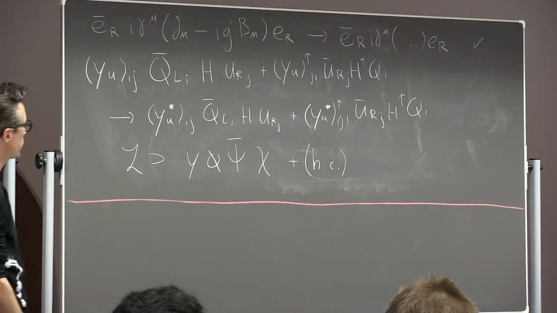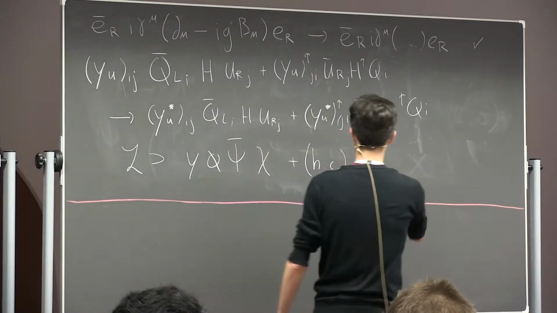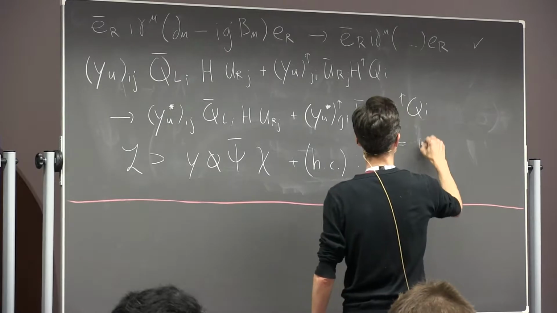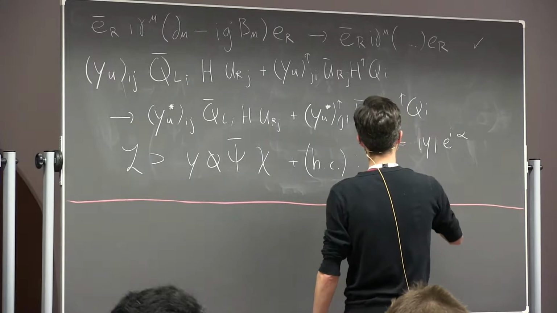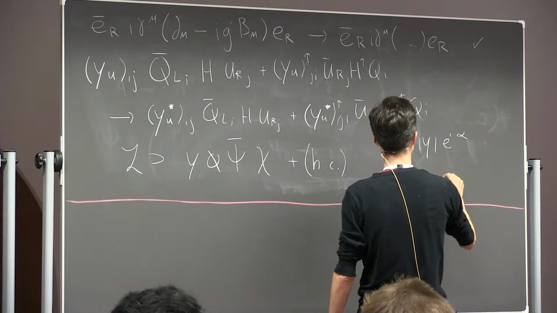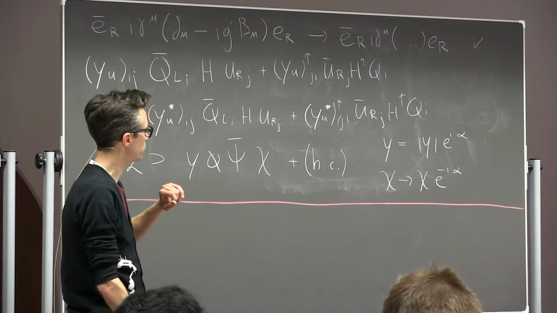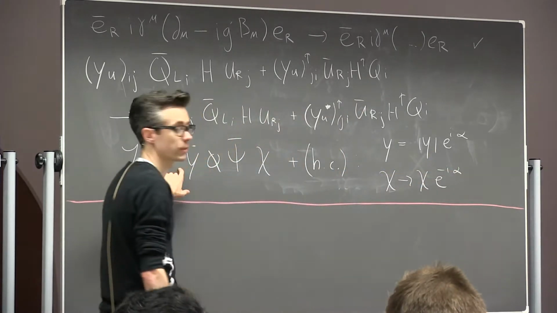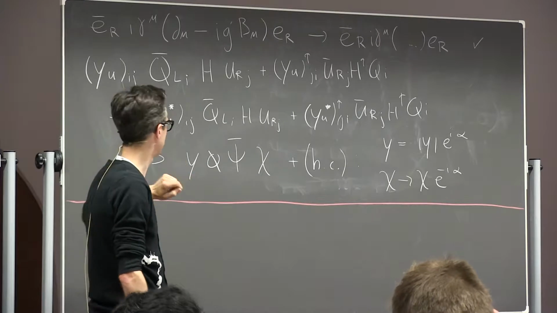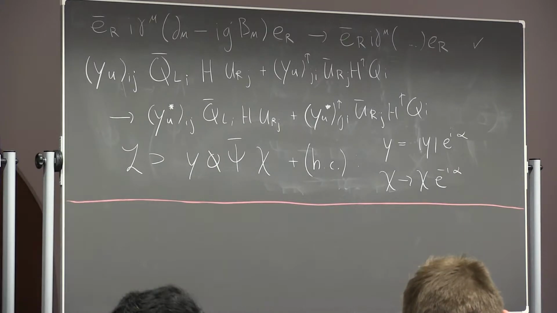What I can do is change my field variables. So let's say Y is equal to some modulus e to the i alpha for some phase. I can change my field variables chi to chi e to the minus i gamma, and in terms of these new field variables, chi with the extra phase, this thing cancels off this, and my Y becomes real, and the theory ends up being invariant under CP. So the point I want to make is having a complex coupling doesn't necessarily mean you have CP violation.